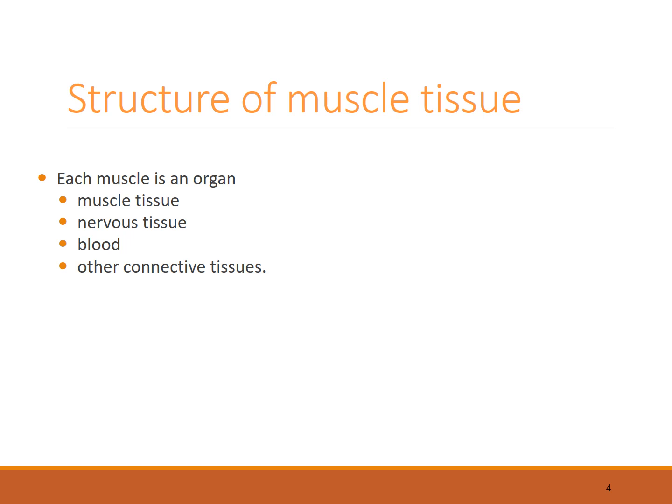Let's look at the structure of muscle tissue, and we're going to focus on skeletal muscle tissue. We'll go over a little bit on cardiac, and then we'll look at the differences between smooth and skeletal muscle. Remember, each muscle is an organ. It has the muscle tissue that's involved, that's the bulk of the muscle. There's nervous tissue, because remember, nerve impulses are required for contraction. There's blood vessels that flow through the muscles, and there's other connective tissues that form coverings or wrappings around the muscle.